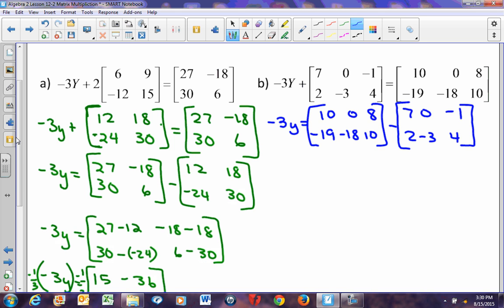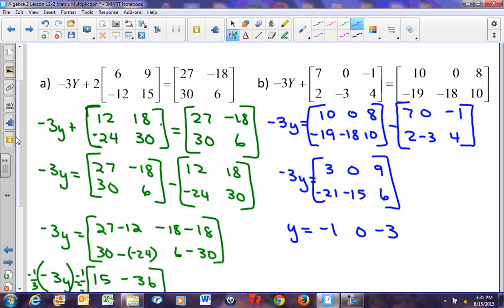So if I subtract that, I should get negative 3y equals 10 minus 7 is 3, 0 minus 0 is 0, 8 minus a negative 1 is 9, negative 19 minus 2 is negative 21, negative 18 minus a negative 3 is negative 15, and 10 minus 4 is 6. So I now have negative 3y equals 3, 0, 9, negative 21, negative 15, and 6. If I divide everything by negative 3, y will equal negative 1, 0, and negative 3. Negative 21 divided by negative 3 is positive 7, negative 15 divided by negative 3 is 5, and 6 divided by negative 3 is negative 2.